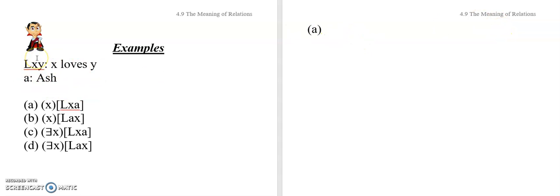So once again, we're going to let LXY be the loving relation, X loves Y. We're going to let a be Ash. Little a stands for the guy Ash. So the question is what does this sentence mean in ordinary English? Pause now.